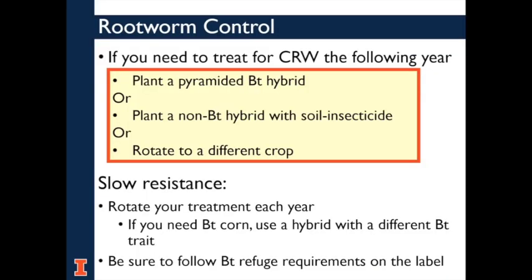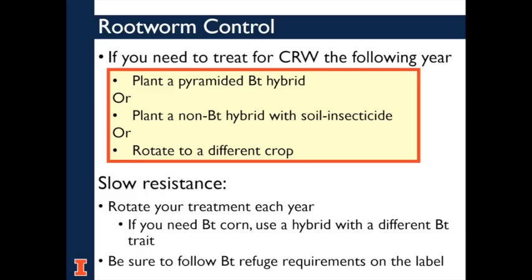If you need to treat for rootworm larvae the following year, you have 3 main options. The first is to plant a pyramided Bt hybrid. A pyramided hybrid contains 2 different Bt traits targeting rootworms. The second is to plant a non-Bt hybrid with a soil insecticide. And the third is to rotate to a different crop, because larvae can't survive on most other crops like soybeans or alfalfa.